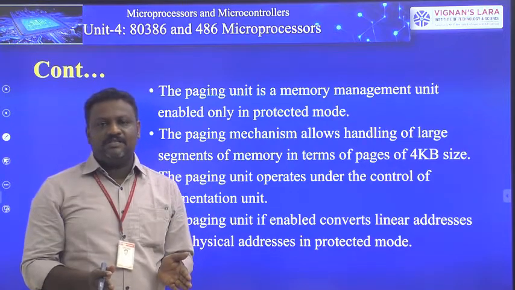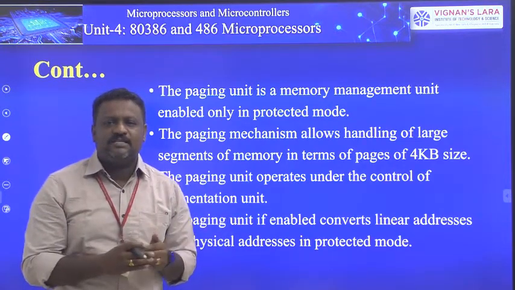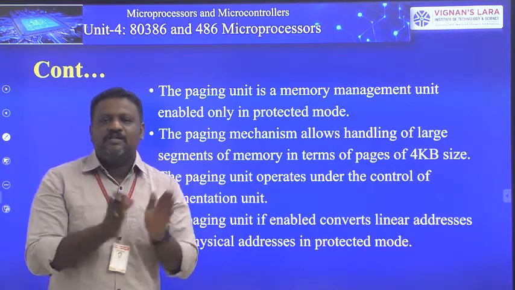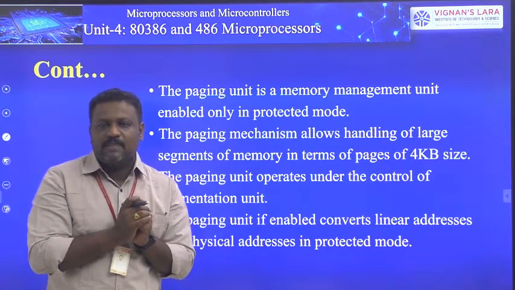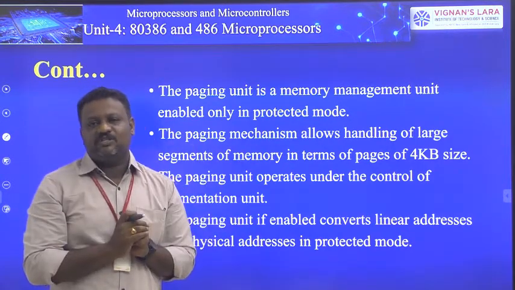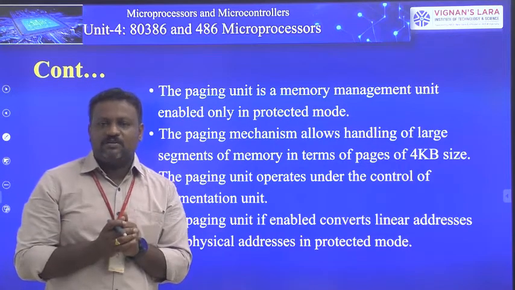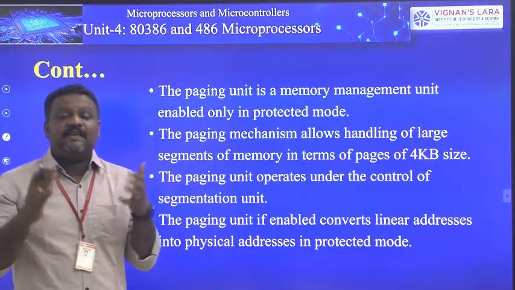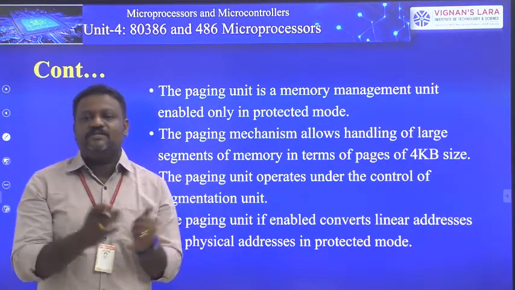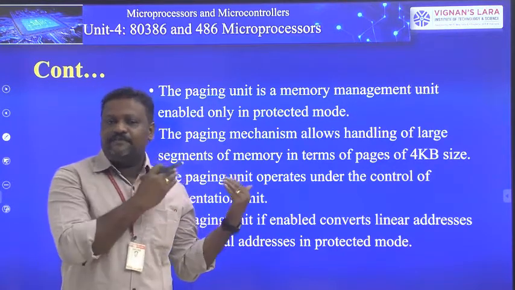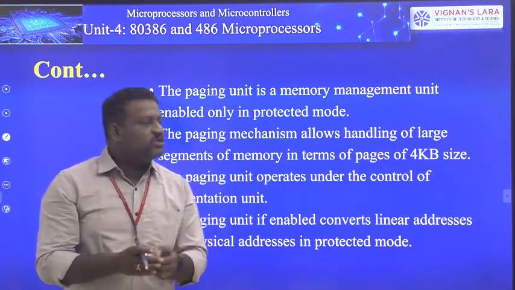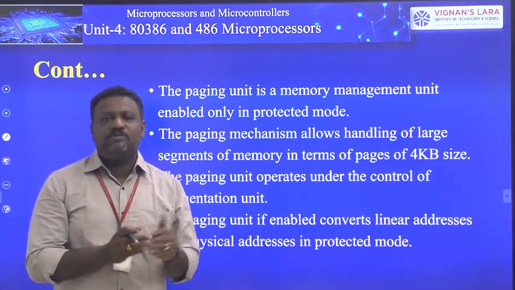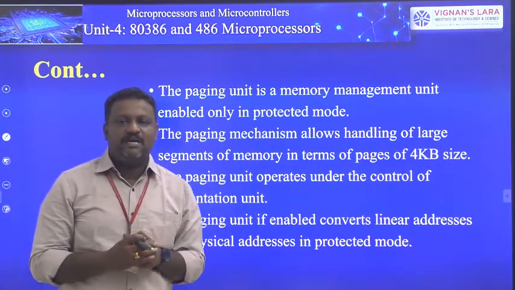That means this paging unit is not enabled in real mode. The reason is that the real mode operation of 80386 is just like a fast 8086. In the case of the 8086 processor, there is no chance of using a paging unit; there we use only the segmentation unit. Coming to protected mode, the 80386 can use all of its capabilities, and in that process it definitely takes the help of a paging unit. So the paging unit exists only in protected mode operation, because it is also a part of the memory management unit.